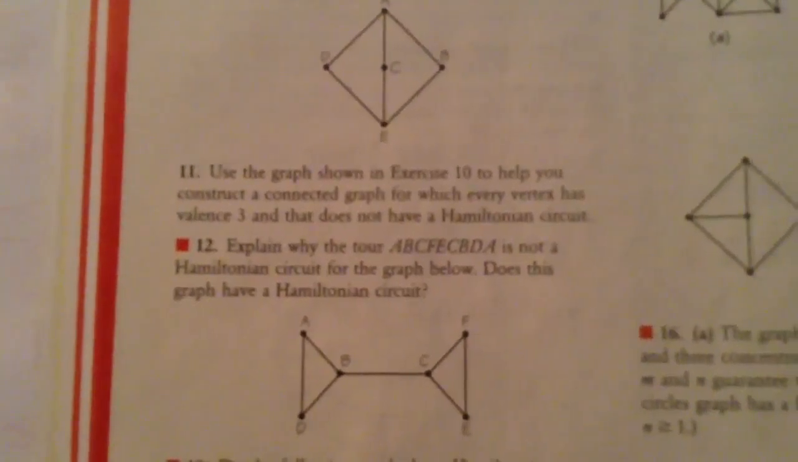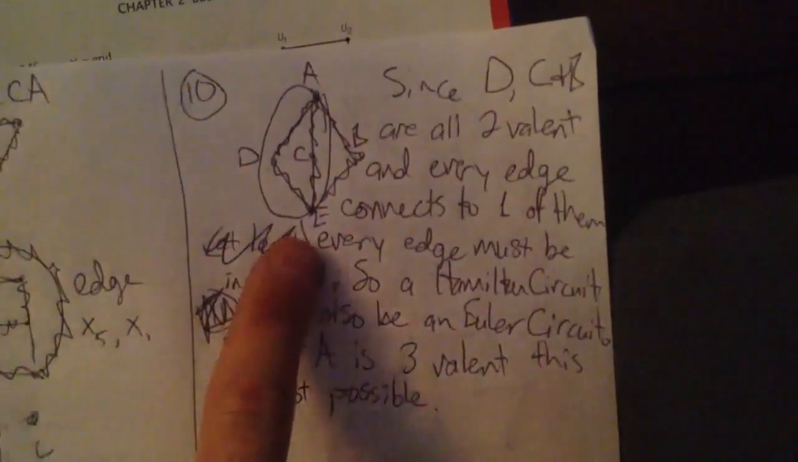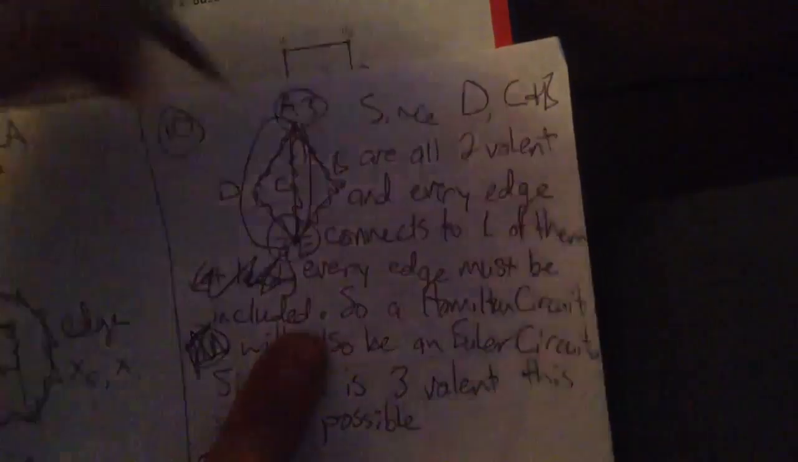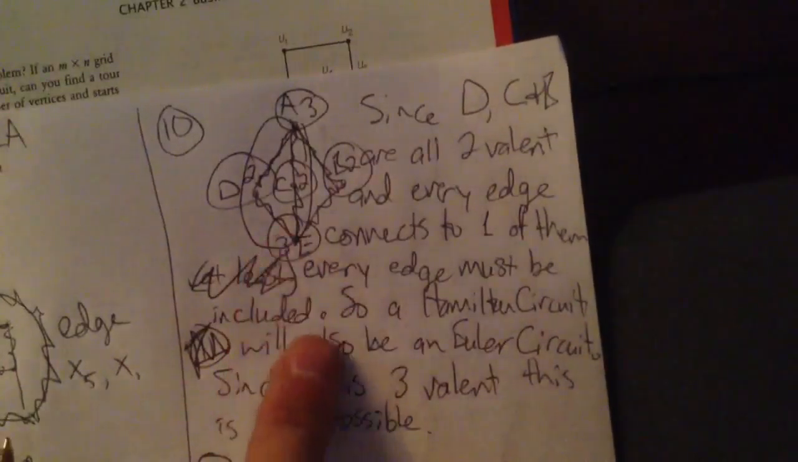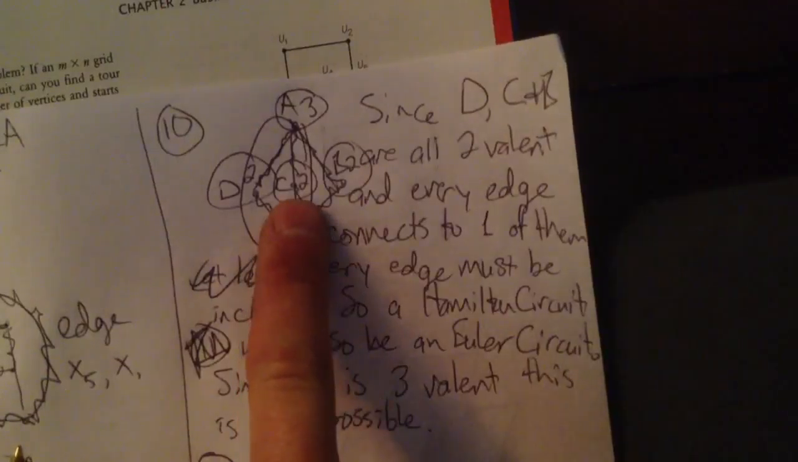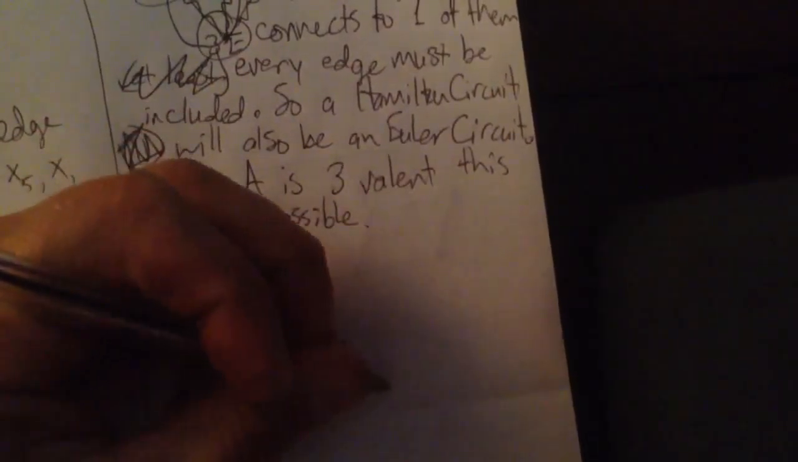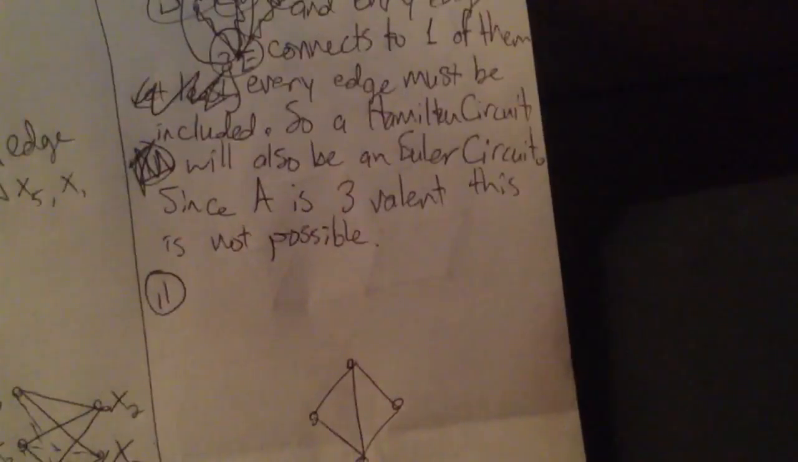Problem 11 says, use the graph in exercise 10 to help you construct a connected graph where every vertex has valence 3 and it doesn't have a Hamilton circuit. So up here I have valence 3 and valence 3, and then valences are 2, 2, and 2. I don't see an easy way to fix the valence of vertex C, so instead when I use this, I'm going to simply delete C completely. So I'm going to use this type of thing.